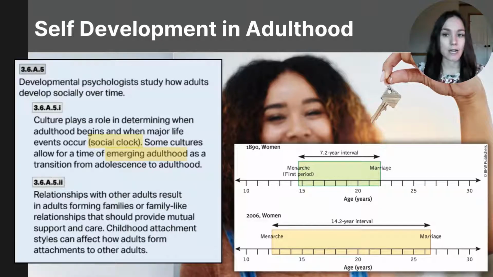And you can see in the timeline on the screen that there is a difference in the years 1890 and 2006 in the time between menarche and marriage. And this time has grown significantly. And this shows the need for a new stage in between adolescence and adulthood, which is now called emerging adulthood, because in most cases, adolescence doesn't immediately lead into adulthood.